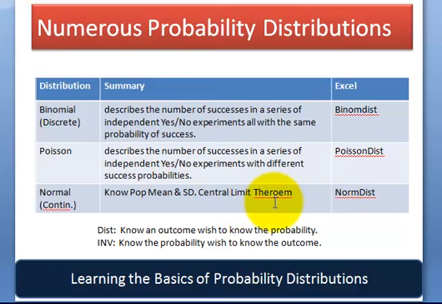There's a normal distribution. And along with these DISTs, where you know an outcome but you wish to know the probability, there's also within Excel an INV, where you know the probability and you wish to know the outcome. All of this will be much clearer as you go through the videos that go through every single example of all of these, but this summarizes it for you.